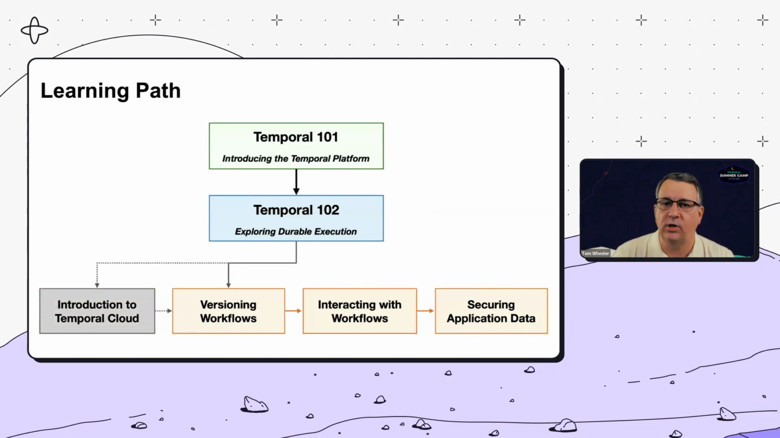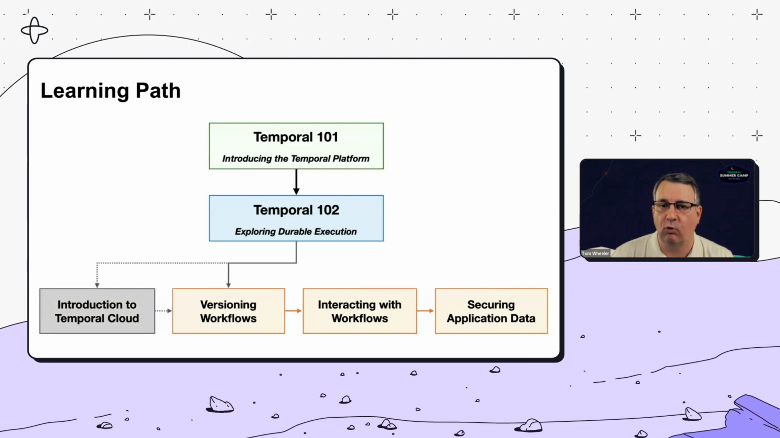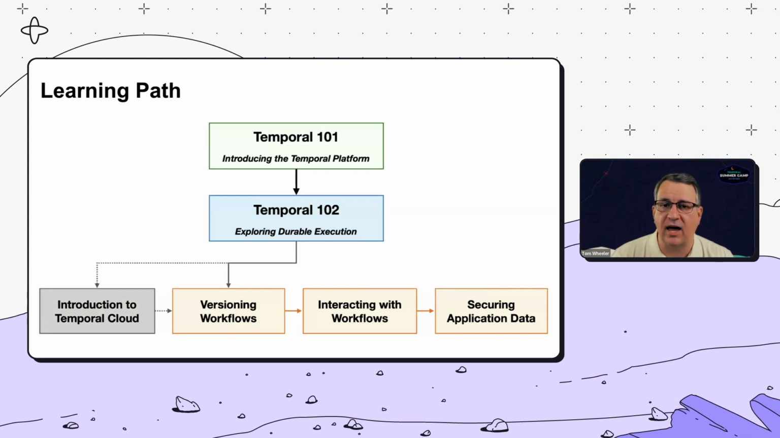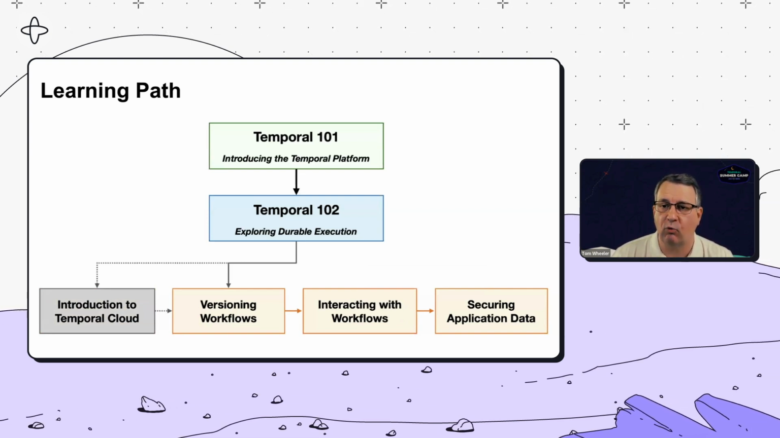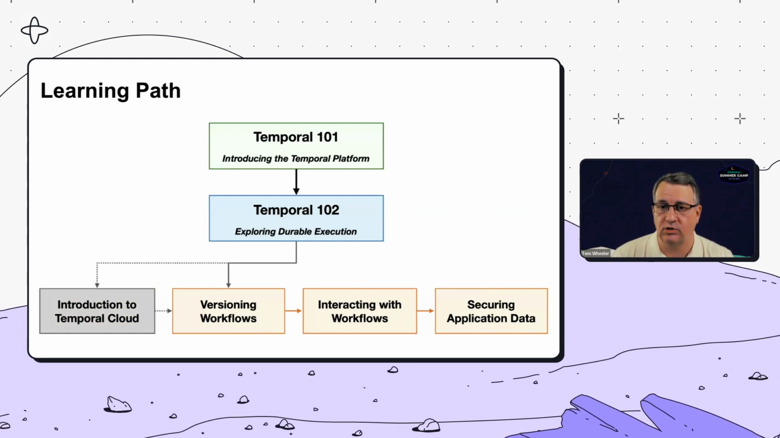I'd say that if you plan to use Temporal Cloud or just want to see what it looks like, I'd follow Temporal 102 with the Introduction to Temporal Cloud course. Otherwise, I'd skip that and head directly to versioning workflows, since what you just learned in Temporal 102 will be especially helpful for understanding this very important topic.